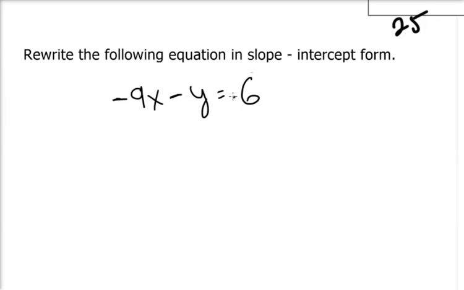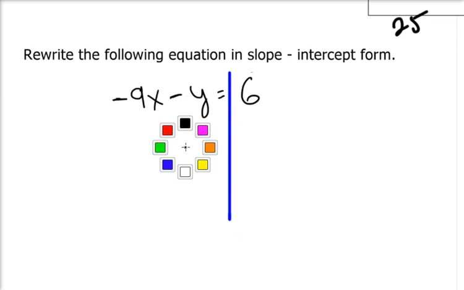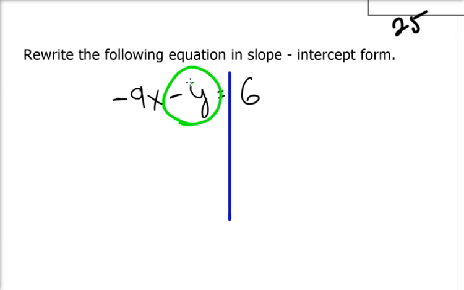Okay, this is the question, slide number 25. And I'm going to put a line down the middle like always. All right, so I'm going to solve for y. In this case it's negative y, but I'm going to turn it into positive.